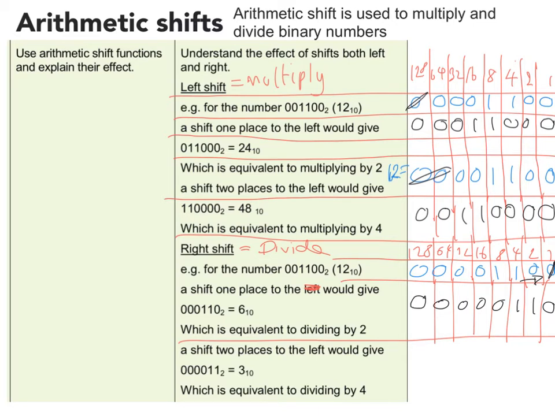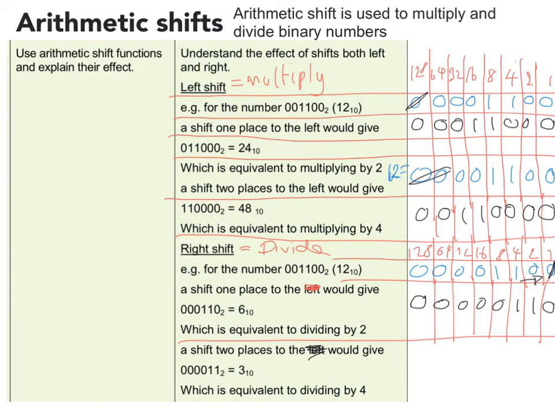And the answer is 6 because you've got a 1 in the 4 column and a 1 in the 2. These two numbers added together equate to 6, which is the equivalent of dividing by 2 that we started with. So 12 divided by 2. If we did exactly the same thing with the original number 12 and did a right shift by 2 places, this would give us 3.